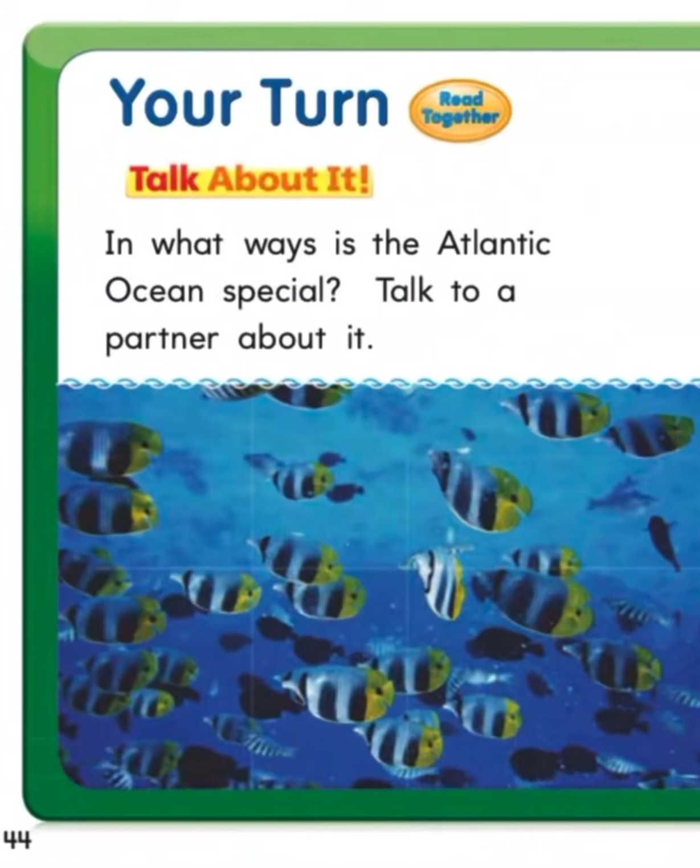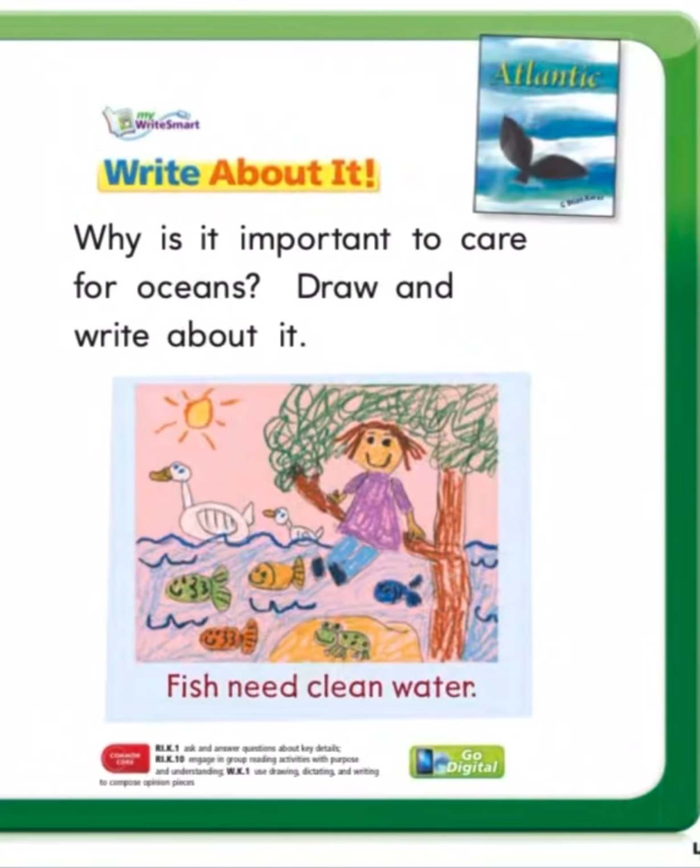Your turn. Talk about it. In what ways is the Atlantic Ocean special? Talk to a partner about it. Write about it. Why is it important to care for oceans? Draw and write about it. Fish need clean water.